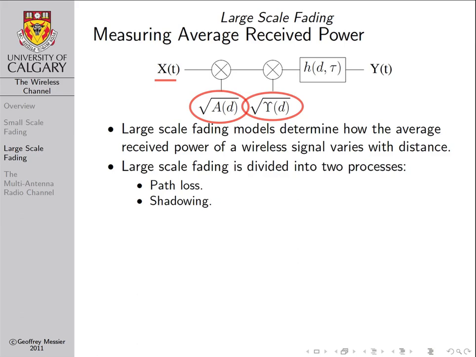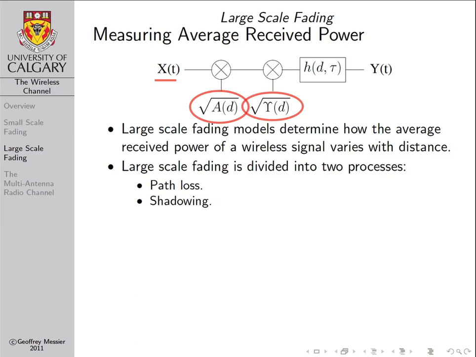As we're going to see, path loss is a deterministic component. It's basically the deterministic decay of received power as you increase the separation between the transmitter and the receiver. And shadowing is a random component and represents very slow variations in average received power due to large obstacles between the transmitter and receiver, things like trees or large buildings or cars.